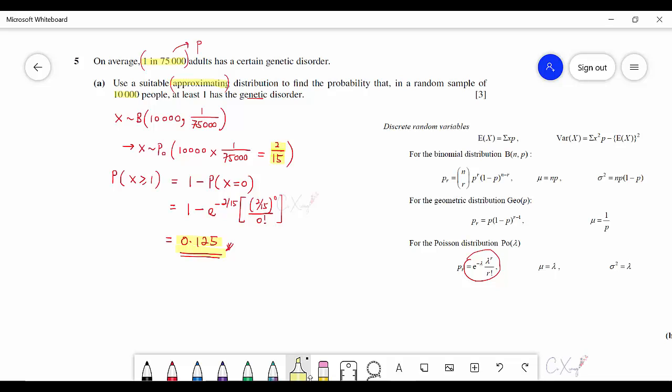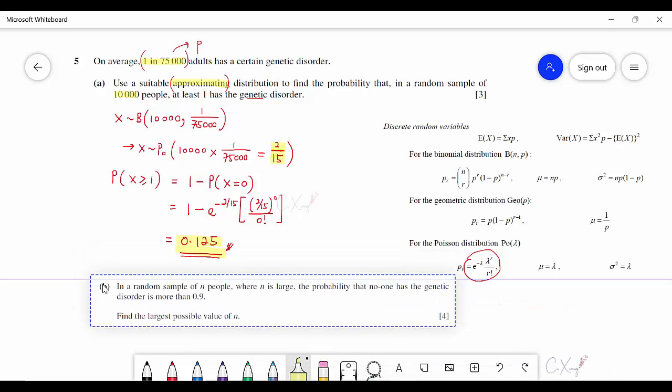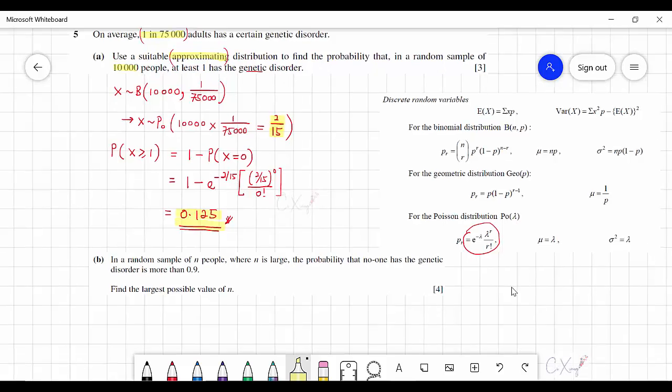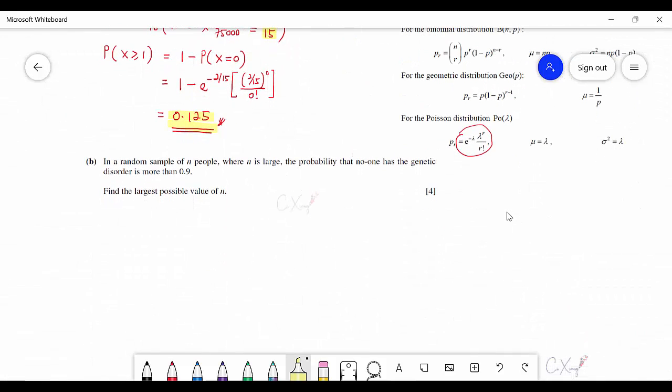Alright, then now we can continue to part B for question number 5. Now, instead of telling you how many people are in the random sample, we now don't know the number. So we only know that there's a random sample with n people, where n is large. They already mentioned here that n is large. The probability that no one has the genetic disorder is more than 0.9. So this sentence itself is generally useful information to let you start to answer the question. Then they want you to find the largest possible value of n.